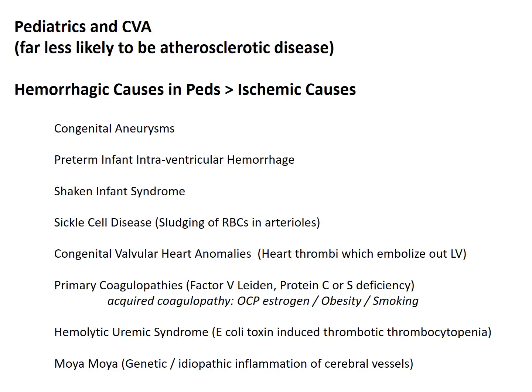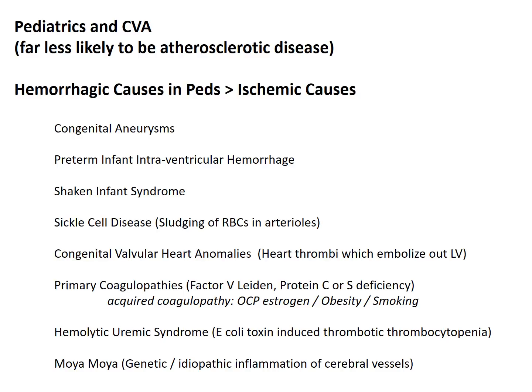Okay, pediatrics and strokes. Kids have clean arteries. Kids are far less likely to have atherosclerotic ischemic stroke compared to an adult. In kids, you see more hemorrhagic stroke than you see ischemic stroke. What are some reasons that kids have strokes?